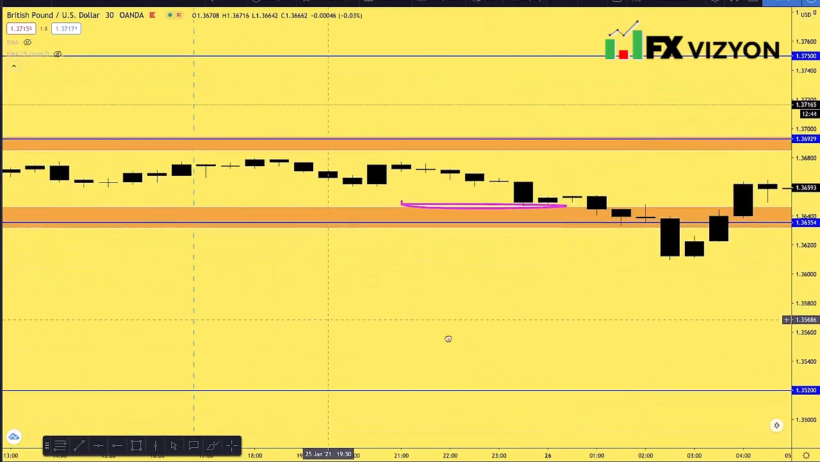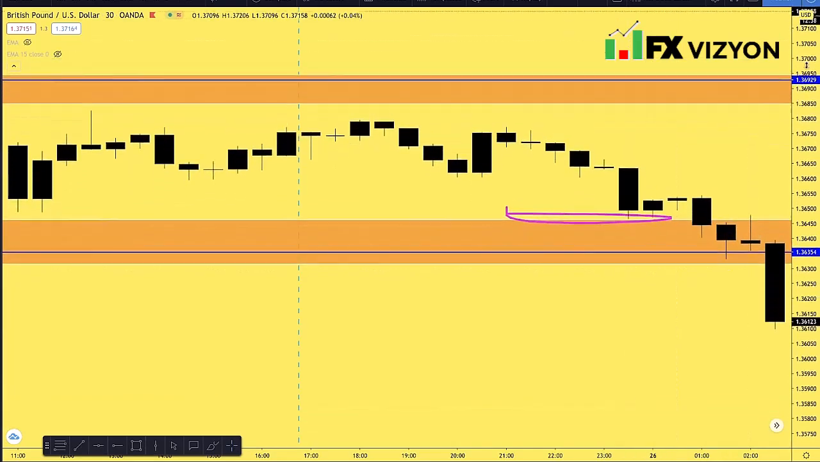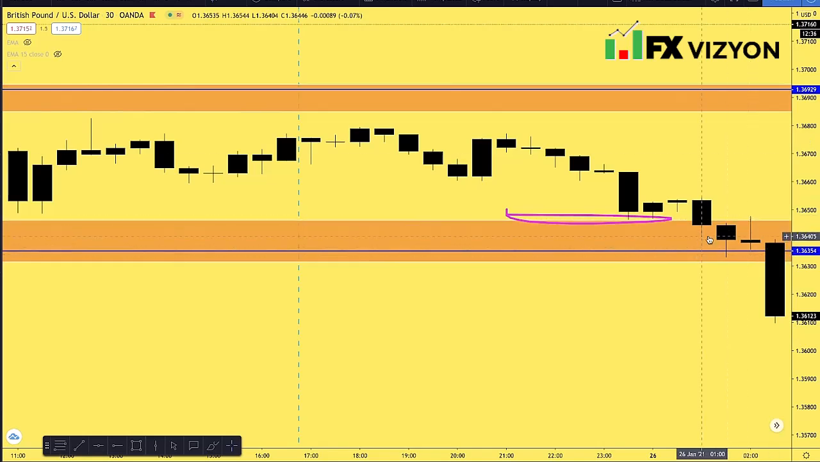Okay, over here, 26th of January, 0100. Right over here. So notice this is a danger zone. This is our little area that we consider to be a dangerous area.